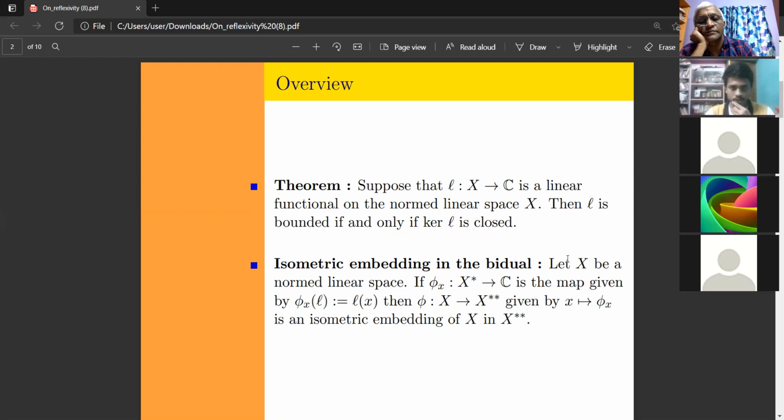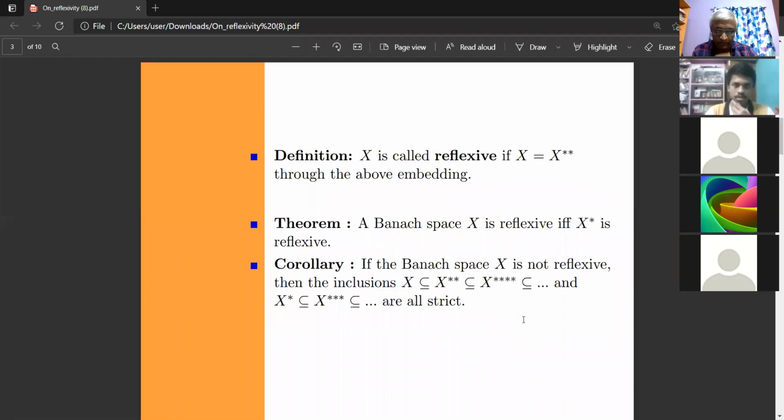isometric embedding in the bidual. So if H is a normed linear space, and if phi h is the evaluation map given by phi h of L is equal to L of h, then the map h going to phi h is an isometric embedding of H in H double star. And H is called reflexive if H is equal to H double star through the above embedding.